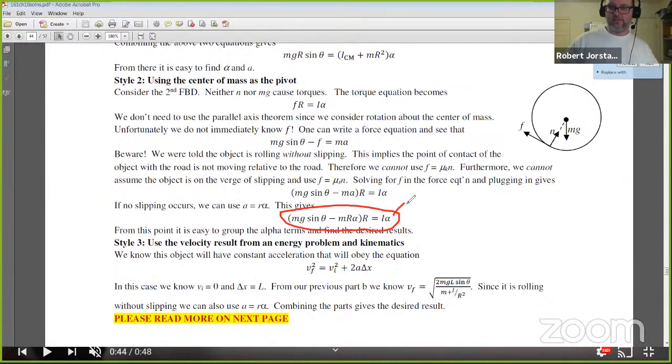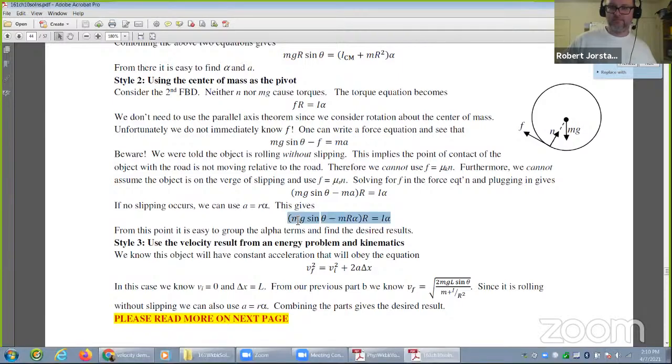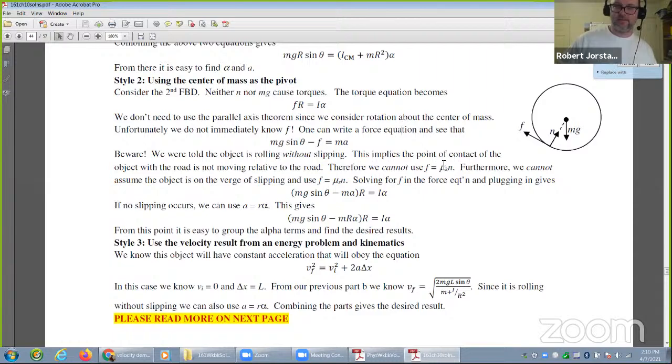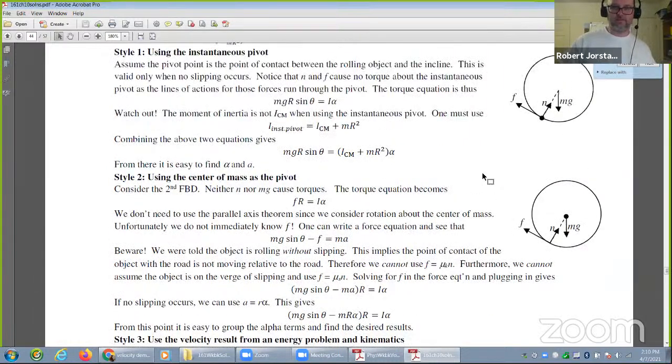And once we have alpha, we could do anything we want. You could group the 2 alpha terms and figure that out. You could get acceleration if you want. So far, so good for this method. Any questions about that? Okay. You guys are probably cooked.